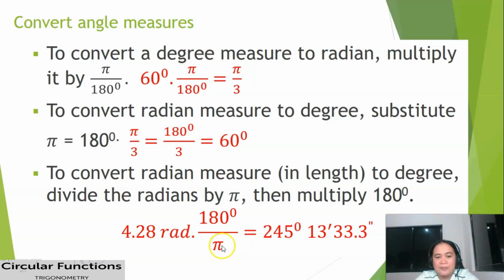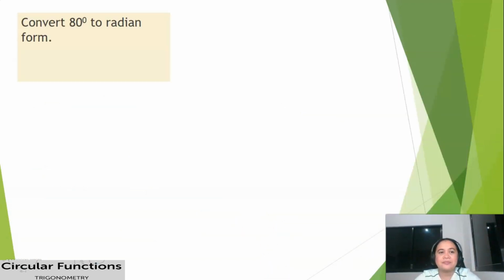So 4.28 times 180 degrees, divided by pi, then use the degree, minutes, and seconds form in your calculator, and you will get this value. Now, take note.